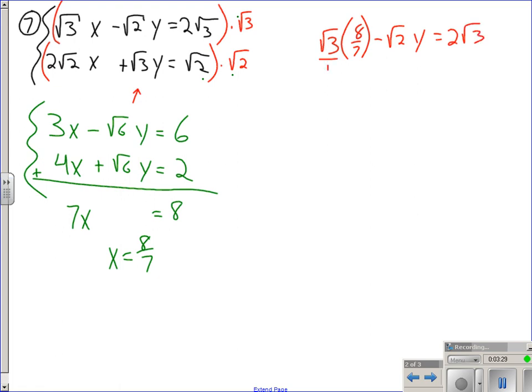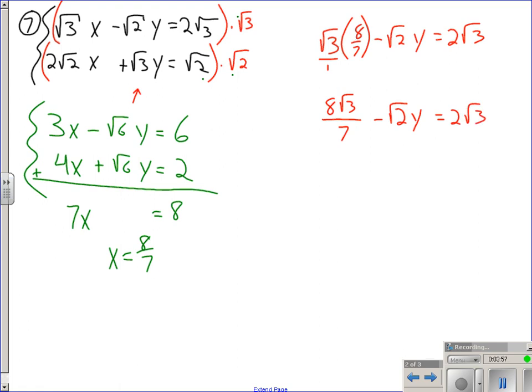You can think of this square root of 3 as over 1. You're multiplying these fractions straight across, so we get 8 square root 3 over 7. I changed the order of the 8 and square root 3 because when you write a number with square roots, the number not inside the square root usually goes first, just like you write 8x. The x goes last, the number goes first. Minus square root 2 y equals 2 square root 3.